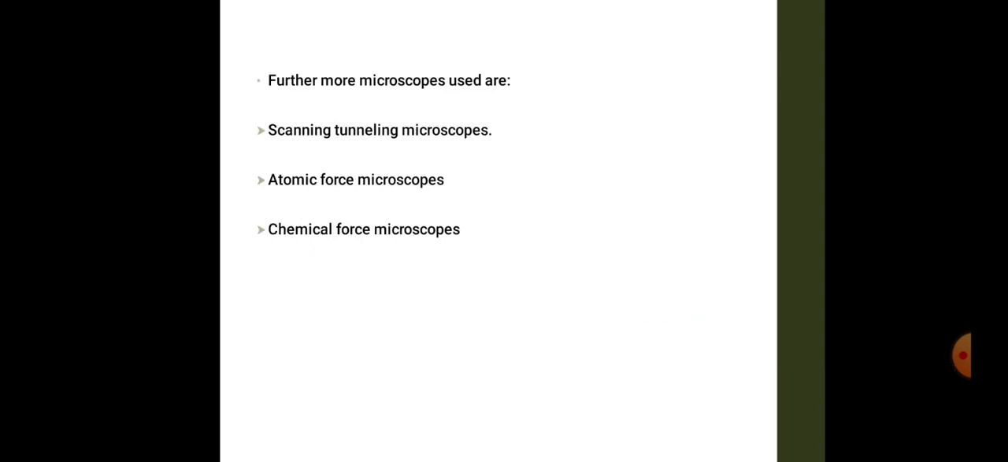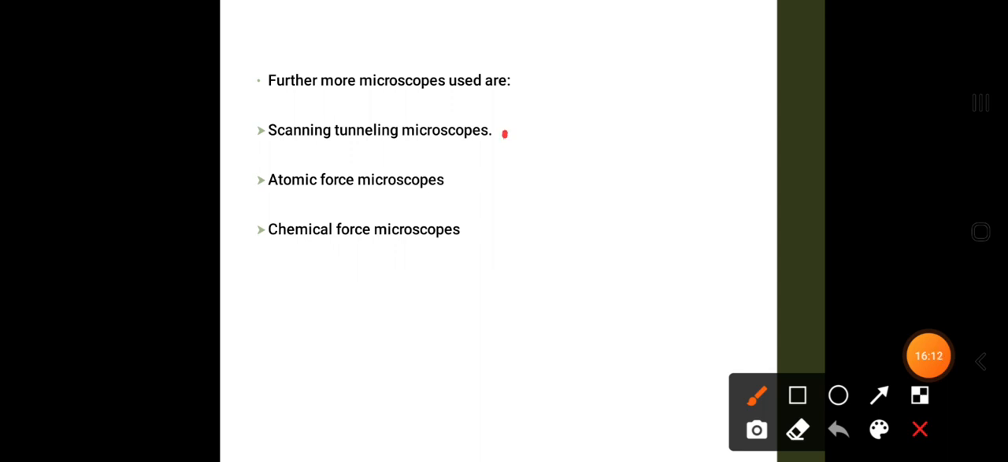The other microscopes include the scanning tunneling microscope, atomic force microscope and chemical force microscope. The scanning tunneling microscope is an improved development that increases the resolution power, where an atomic tip is used to scan the specimen surface from a height of approximately 1 nanometer.